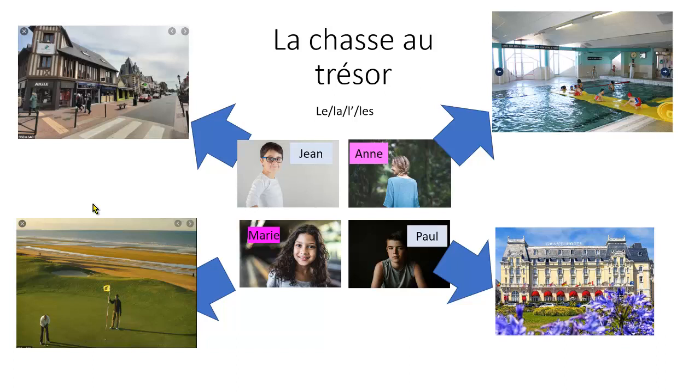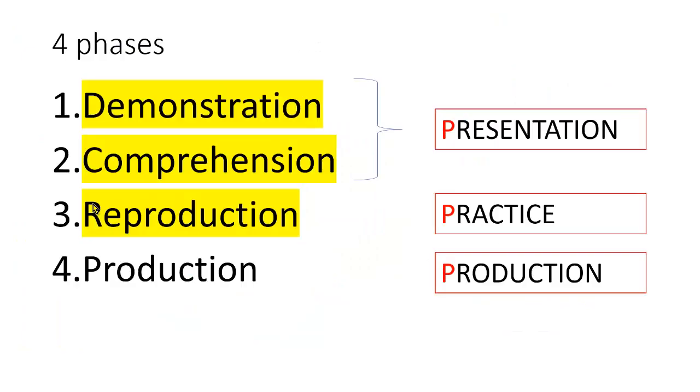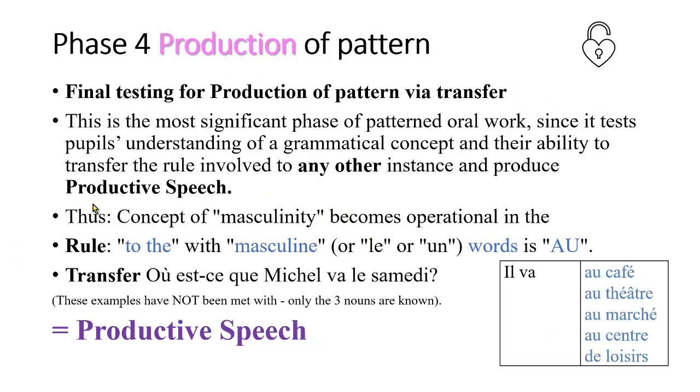So those 3 stages of demonstration, comprehension and reproduction with those before you then get to the production stage. And this is the final testing, is production of the pattern via transfer. You're going to go into an unfamiliar situation, an unfamiliar context to see can they apply it. This is the most significant phase, since it tests pupils' understanding of a grammatical concept and their ability to transfer the rule involved to any other instance and produce productive speech.